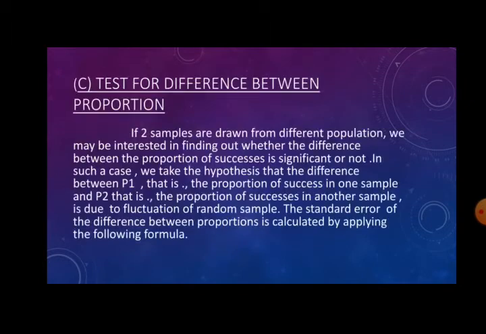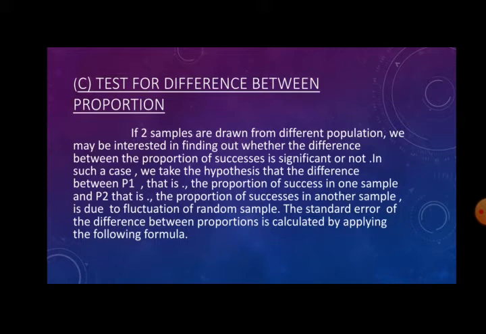Next, test for difference between proportions. This is the third type. If two samples are drawn from different populations, we may be interested in finding out whether the difference between the proportions of successes is significant or not. In such a case, we take the hypothesis that the difference between P1, that is the proportion of successes in one sample, and P2, that is the proportion of successes in the other sample, is due to fluctuation of random sampling.